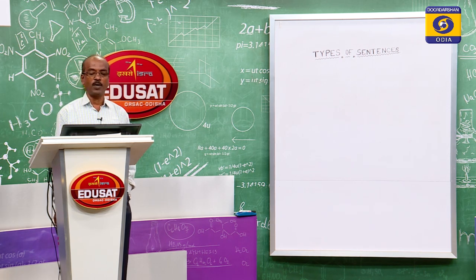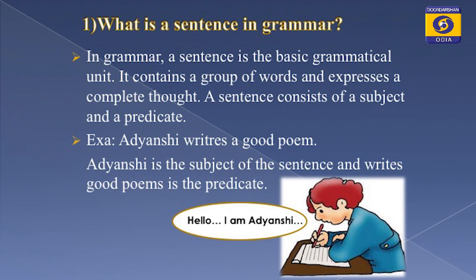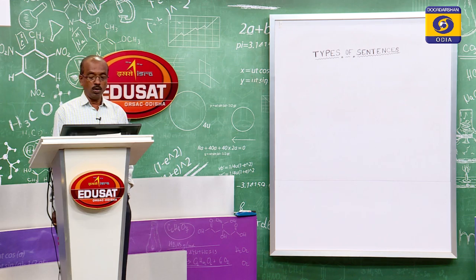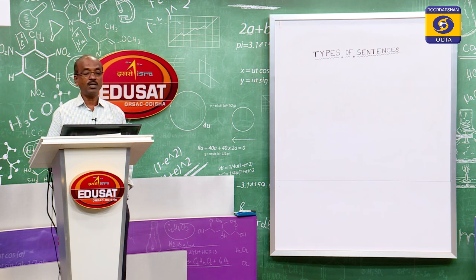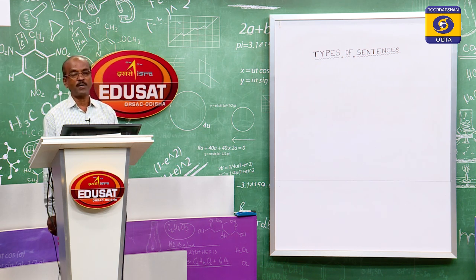Take one example. Adyansi writes a good poem. Here in this sentence, Adyansi is the subject and writes a good poem is the predicate, and in this predicate part, writes is the verb. So, now you see a sentence consists of two parts. One is a subject part, the other is a predicate part.